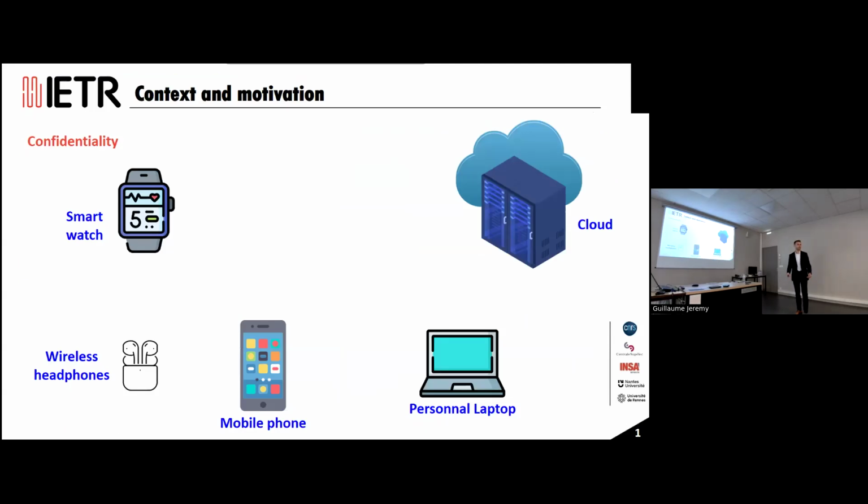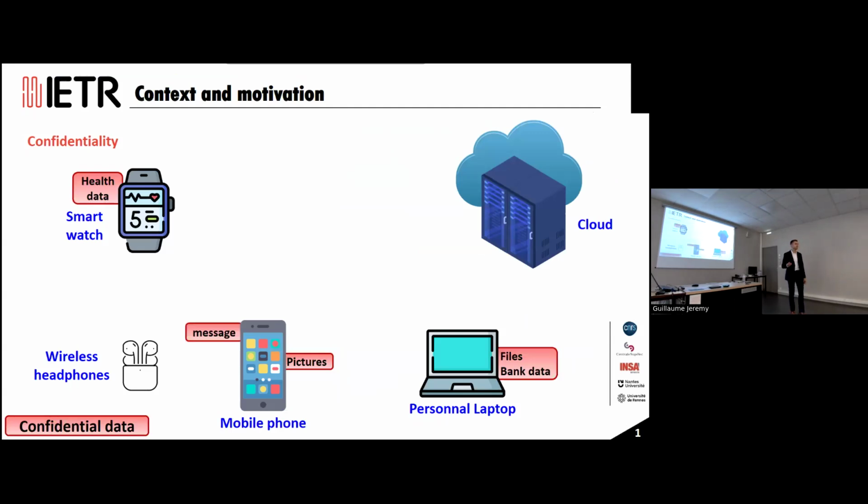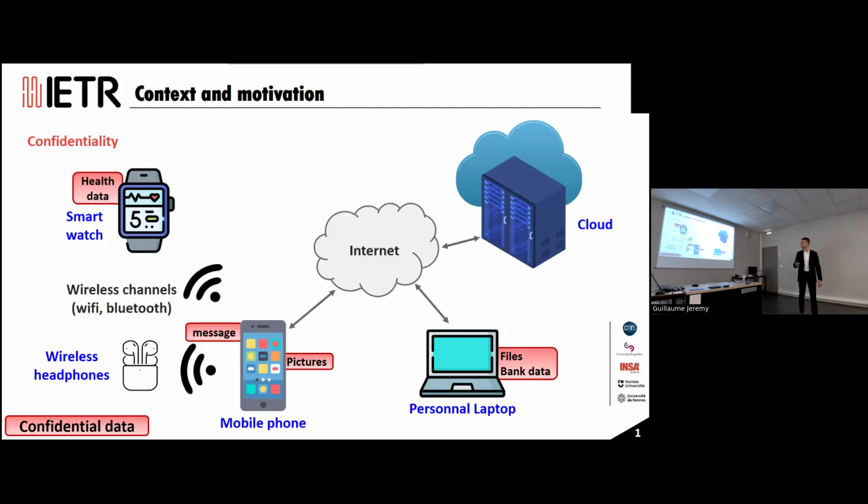So in everyday life, we are using electronic devices like a laptop and mobile phone, and all of these devices are handling data that we want to keep confidential, like pictures, messages, and any kind of device data. All of these devices are connected to each other in order to share this data. And to do that, they are using communication channels like the internet and wireless channels like Wi-Fi or Bluetooth.